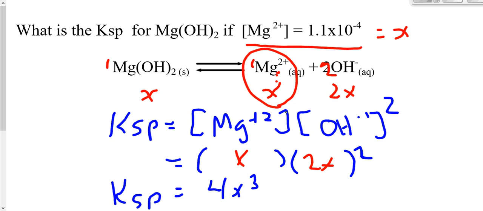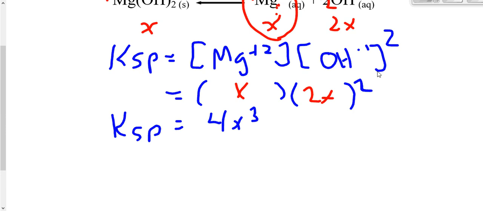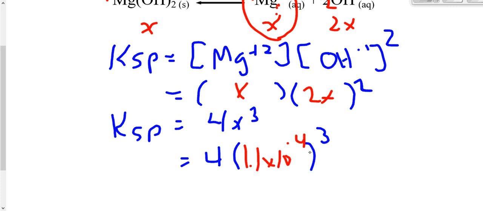We'll substitute that number, 1.1 times 10 to the minus 4, in place of the x, because now we know how big x is. So let's put that number here. So my Ksp is going to be equal to 4 times that big value for x cubed. That big value for x, we said we figured it up above, was 1.1 times 10 to the power of minus 4.